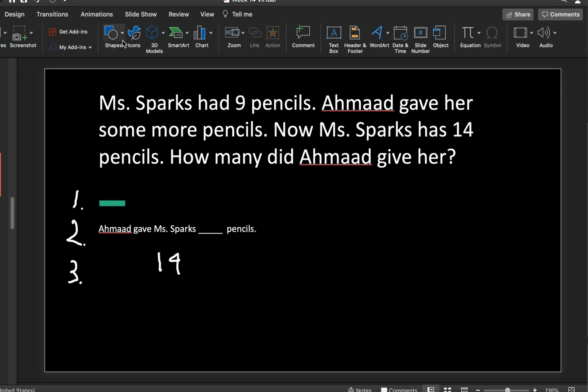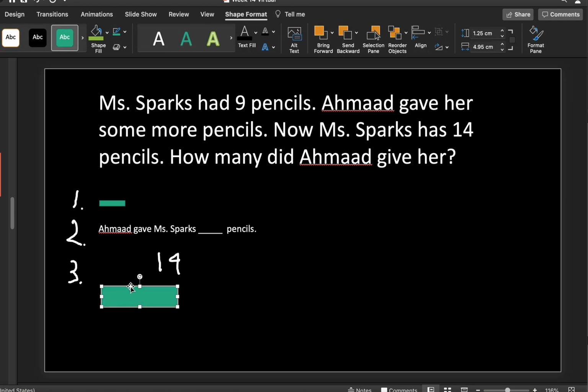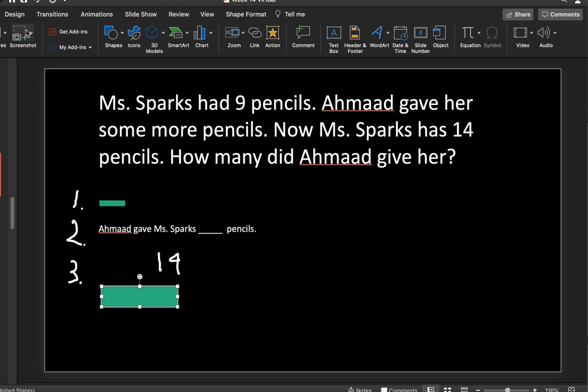So let's get our shape in. Miss Sparks had 9 pencils already. So I'm going to put 14 at the top, and I'm going to have my 9 pencils already. So I had my 9 pencils, which go down here. So I have my 9 pencils right here, but that's my whole of 14 right here. So where is my 9? Let's get my 9 in.